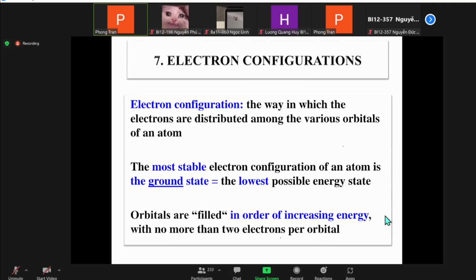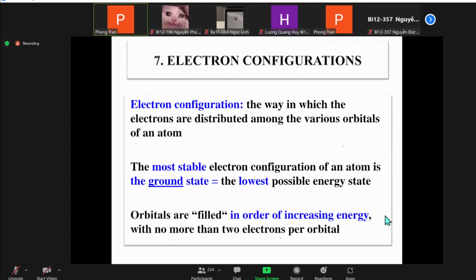So, about the terminology of electron configuration. By definition, electron configuration is the way in which the electrons are distributed among the various orbitals of an atom. When we talk about the electron configuration without further comment, we should understand that we are talking about the fundamental electron configuration. That means the most stable one. And the most stable electron configuration of one atom is the ground state, or the lowest possible energy state of this atom.